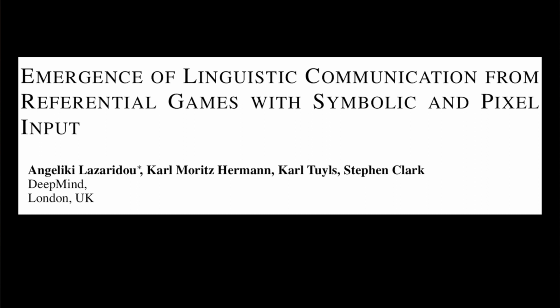Here's the title of the paper. It's called Emergence of Linguistic Communication from Referential Games with Symbolic and Pixel Input. We're not going to talk about symbolic input. Symbolic input is much easier than pixel input. Pixel input means like images. In this case, 3D objects. And so the first author is Angeliki Lazaridou from DeepMind. And this was published as a conference paper at ICLR, which is, in my opinion, the main conference for reinforcement learning. There's lots of papers by OpenAI and DeepMind at this conference.